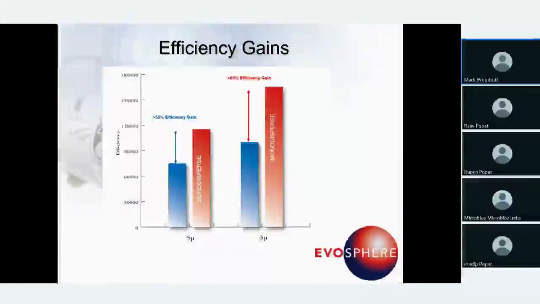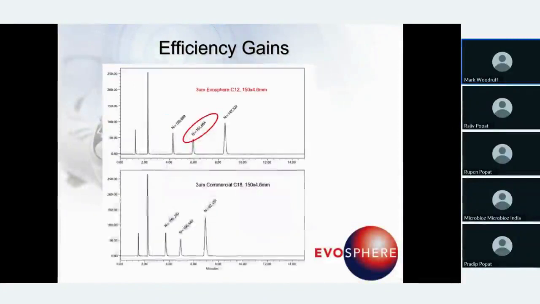So you're not having to change anything in terms of the method. You're still using a 5 micron or a 3 micron particle, but because it's now monodispersed, you will see very big efficiency gains. When you do that in actual chromatographic terms, you can see here an example of a 3 micron commercial C18 giving us averages of 109,192,000 plates for our peaks that we're analyzing.